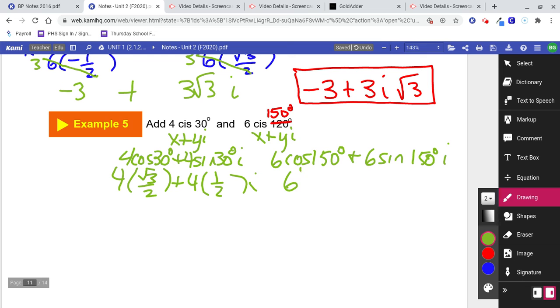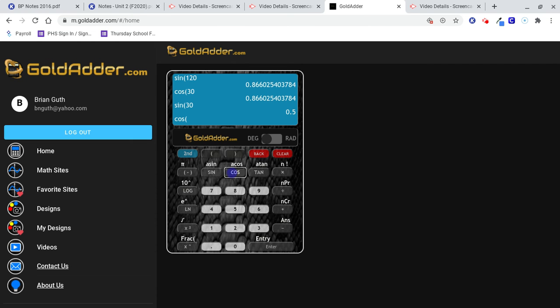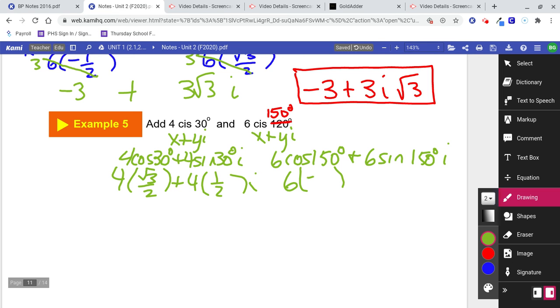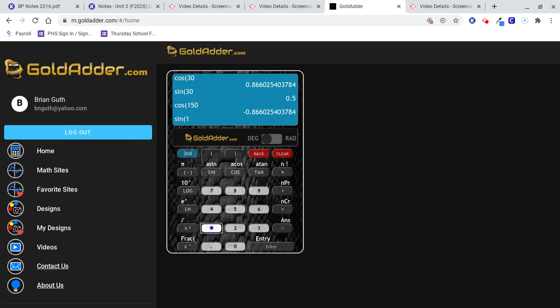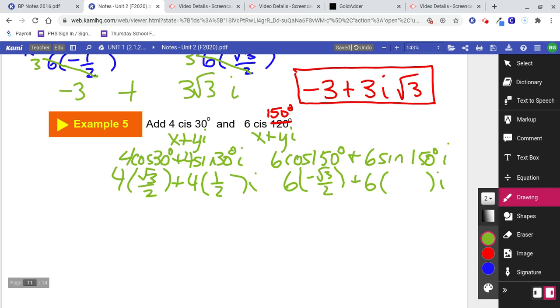And then over here, let's do 6 cosine 150. So cosine 150, cosine 150. There's that 0.866 number again. So negative square root of 3 over 2. And 6 sine 150 with an i on it. So we want sine 150. Sine 150 is 0.5. Okay, great. 0.5 is 1/2.